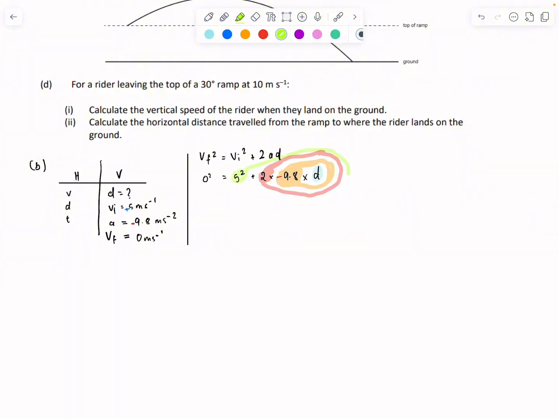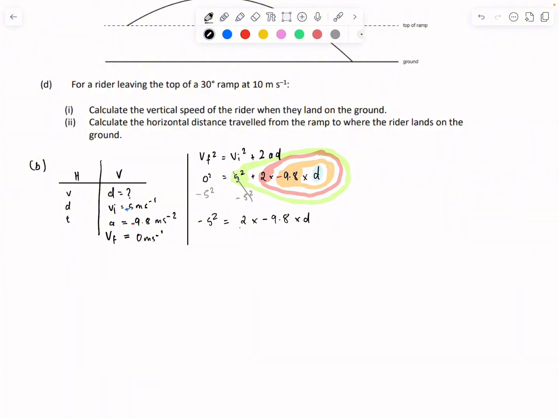So the first thing we're going to get rid of is the 5 squared, okay, because it's the outside layer, and you peel the onion from the outside in. So to get rid of plus 5 squared, you have to minus 5 squared from both sides of the equal sign. So 0 squared minus 5 squared is going to be negative 5 squared. And what this leaves us with is 2 times negative 9.8 times distance.